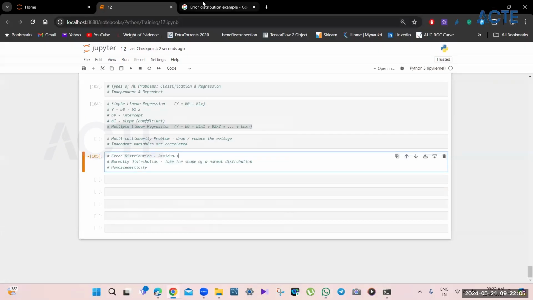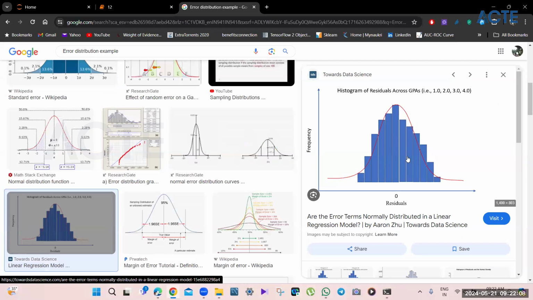Residual means, like we saw in our example, there is an actual value and there is a predicted value. Actual minus prediction is the error, how much error you are getting from the actual value. If you plot that and the distribution takes the shape of a normal distribution graph, that means the errors are normally distributed, which is a good thing, the ideal scenario. That means your model is good.